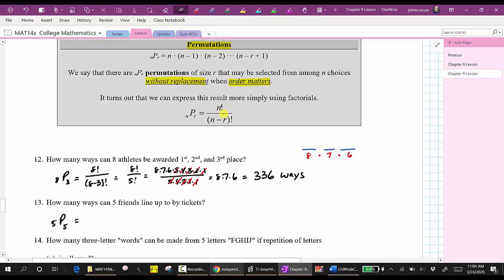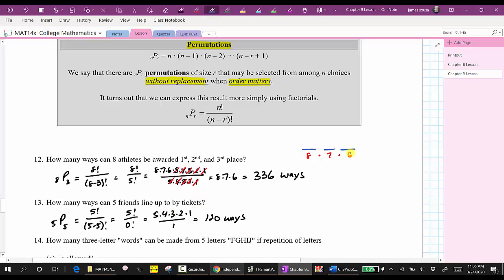Using our permutation definition, we have 5 factorial divided by n minus r factorial, which would be 5 minus 5 factorial, which gives us 5 factorial over 0 factorial. But 0 factorial is equal to 1, and therefore we just have 5 times 4 times 3 times 2 times 1 over 1, which is equal to 120. We saw this earlier. So there are 120 ways 5 friends can line up to buy tickets.